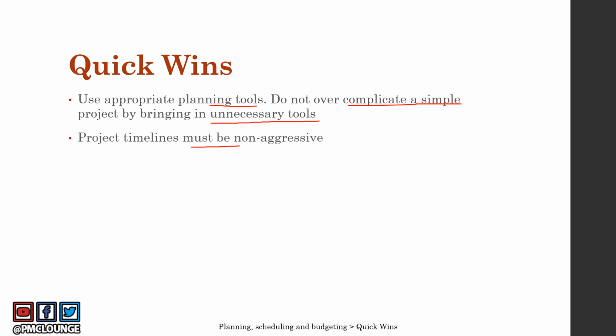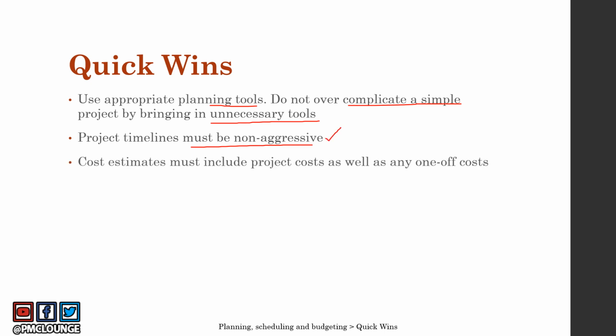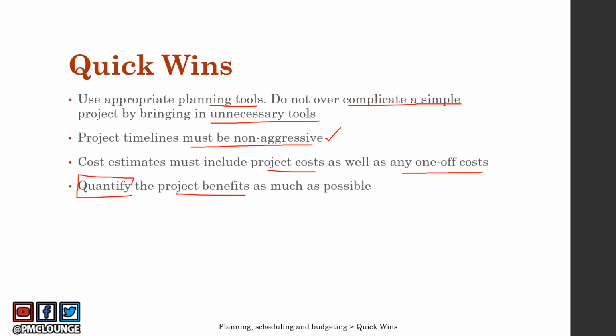Project timelines must be non-aggressive. We talked about how important this really is. Cost estimates must include project costs as well as any one-off costs, the capex and the opex that we talked about. Quantify the project benefits as much as possible. You need to speak in numbers when you want to get your project approved by the decision making authorities, when you want the sponsor to invest in your project. He or she should be able to see quantifiable benefits coming out of the project.